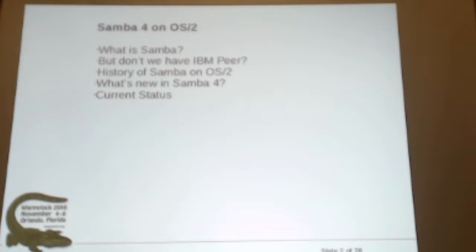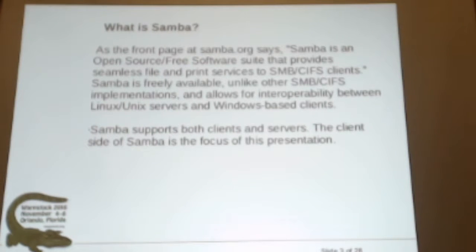So, next slide, please, Neil. Okay, what is Samba? I cheated and copied and pasted this definition straight from the front page of Samba. They define Samba as an open source or free software suite that provides seamless file and print services to SMB and CIFS clients. And in a couple of slides, I talk about what SMB is and what CIFS stands for.